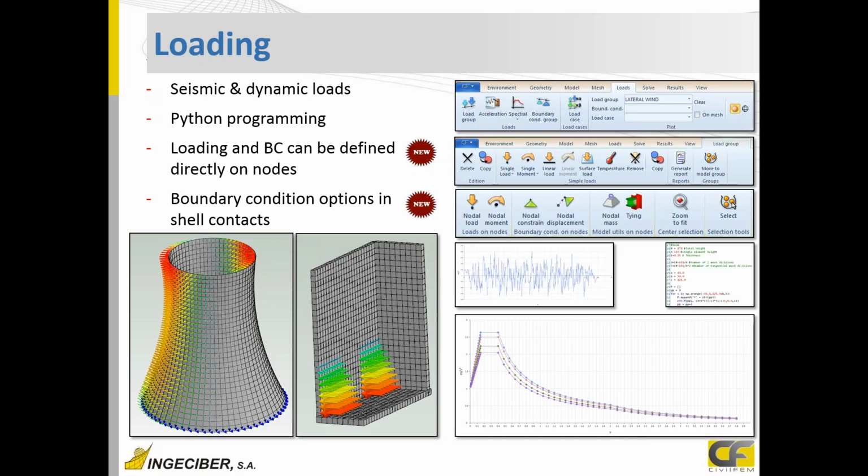Okay, and the same for boundary conditions. You can set any type of constraint, even springs if you want to set a flexible soil, or set an elastic foundation stiffness. We have a complete range of tools to define our model. And if we want to set advanced loadings, we always have the help of Python programming.